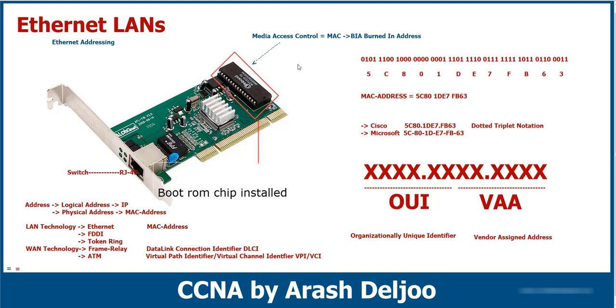Why? Because assume that we are buying 5 network interface cards from 5 vendors. When you are using these 5 network interface cards in your 5 PCs in your network, if 2 of these PCs are using the same MAC address, they can't communicate with each other. But how can we ensure that the MAC address that we are burning into the ROM chipset is, for example, unique?